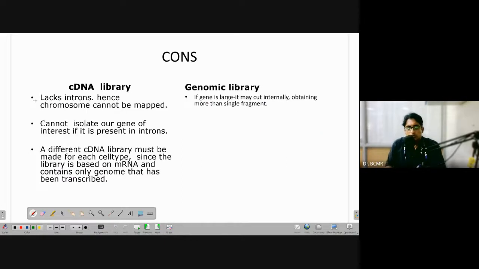Yes, though I already discussed the lack of introns. So mapping chromosomes is difficult. And yes, these are what we already discussed about the libraries. Of course, based on the objectives of the lab, we choose whether we want to go for a cDNA library or a genomic library. Both are important. It all depends on the objective of our work.